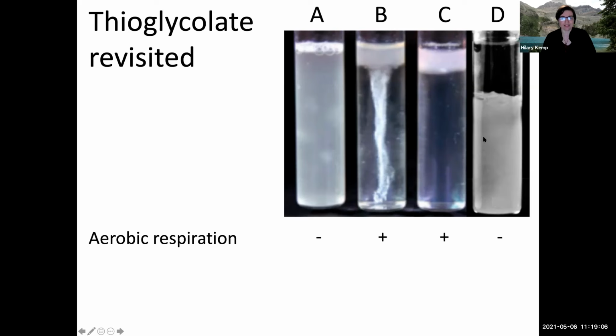If we look at these tubes of thioglycolate results, we can see that it's telling us that this one and this one are capable of doing aerobic respiration because they're both thriving at the top where there's lots of oxygen. This one can't, and this one doesn't. It's alive in oxygen, but it's not doing aerobic respiration.